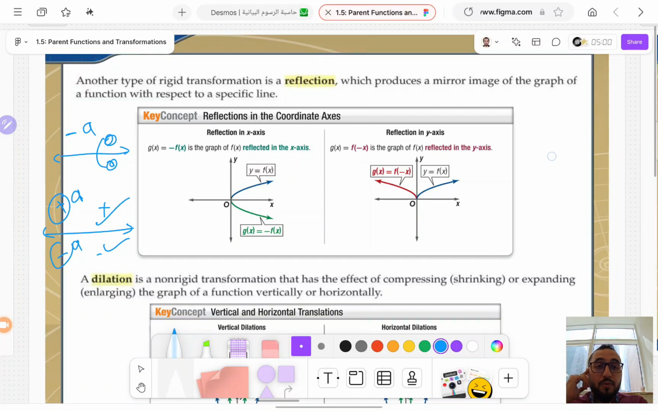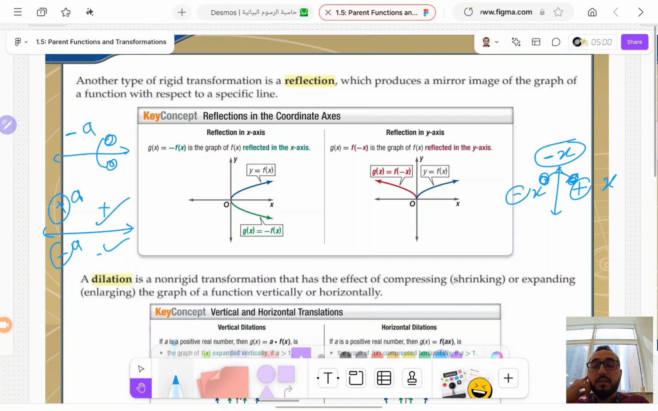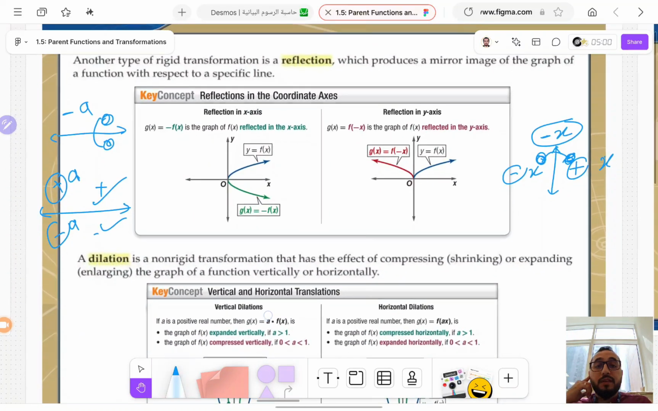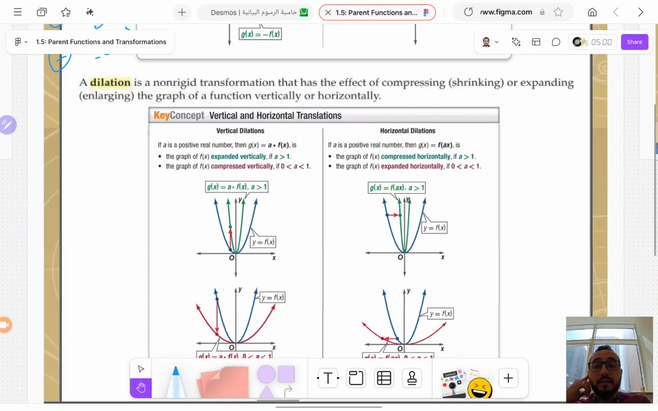And now when x is negative, we're reflecting over the y-axis, meaning this side is where x is positive and this side here is where x is negative. So anything here will be reflected over the y-axis to become on the left side. So this is the reflection for a and for x.